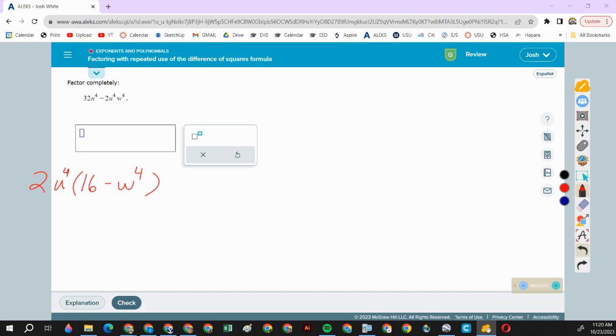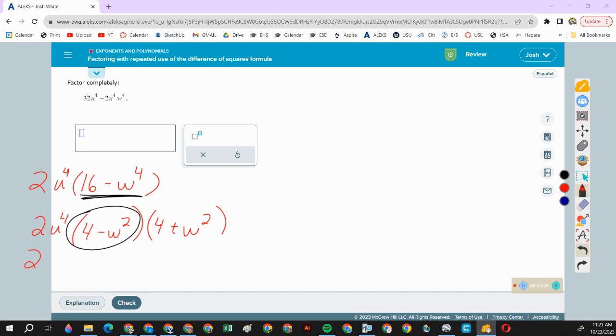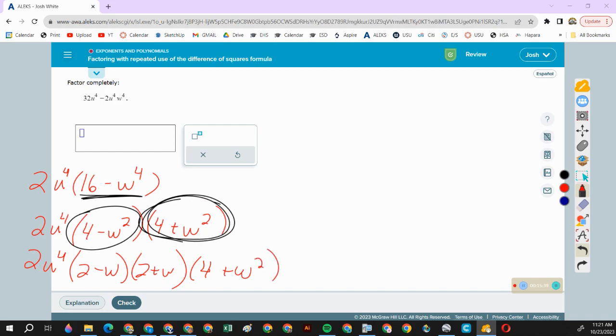New term, new citizenship. This is a difference of perfect squares. So 2u to the fourth, and this would be 4 minus w squared and 4 plus w squared. You see that? But this is also a difference of perfect squares. So 2u to the fourth, and then 2 minus w, 2 plus w, and then 4 plus w squared. And again, you could factor this using i's, but it doesn't want us to.